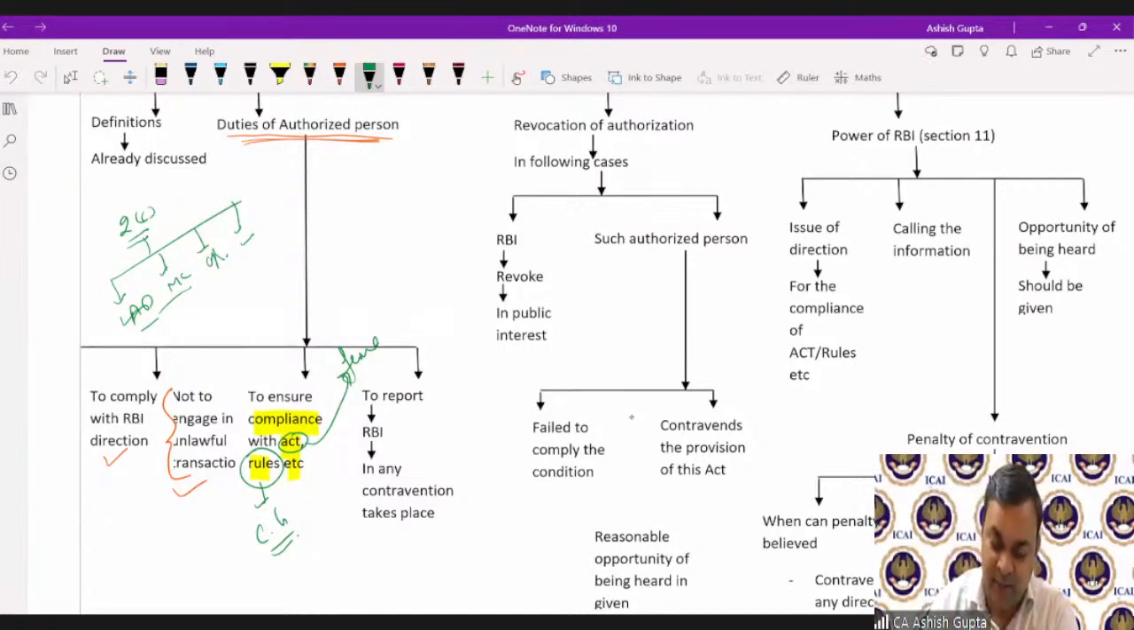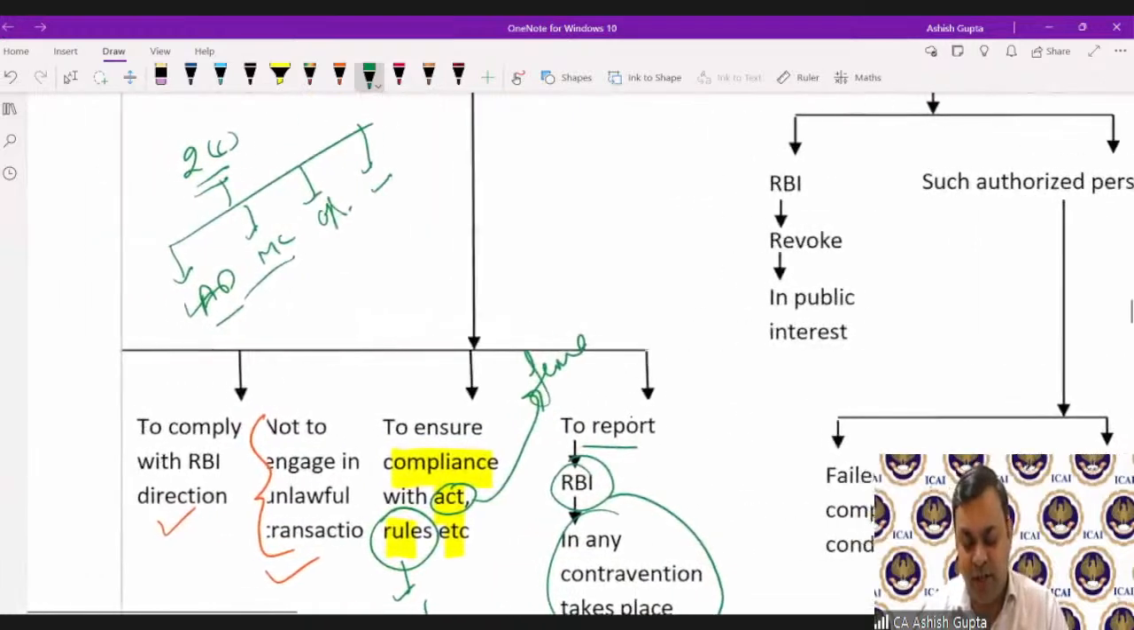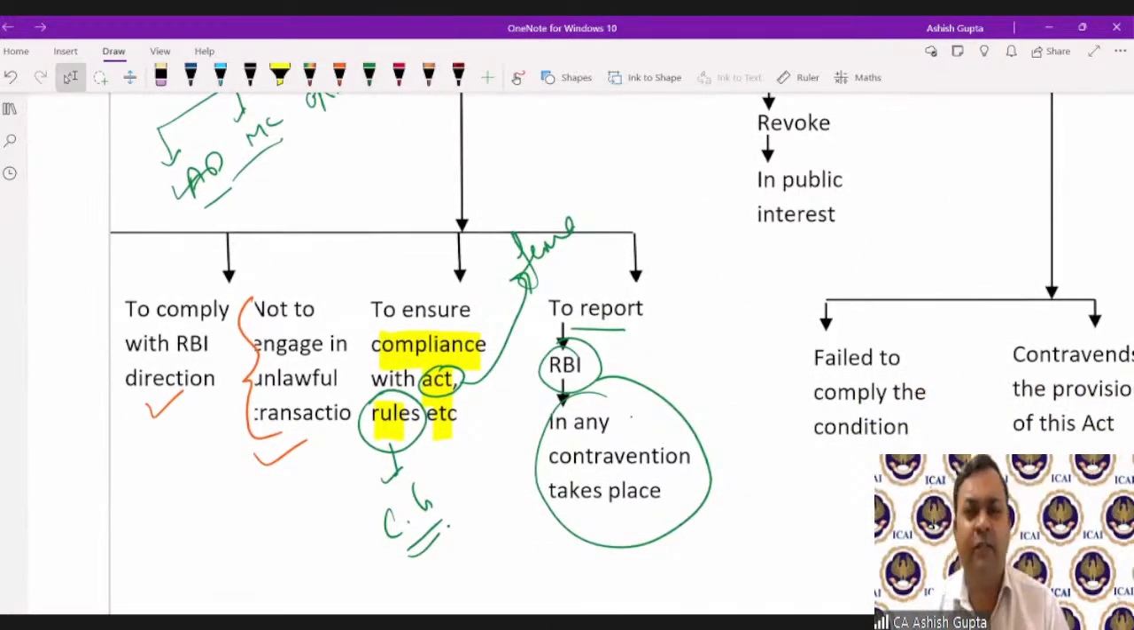And what are the duties of an authorized person? To report to the Reserve Bank of India if any contravention takes place. So there are 4 kinds of duties prescribed under section 10 with respect to the authorized person. First duty is to comply with the RBI direction, a basic point. Second is not to engage in any unlawful transaction. Third, if you are converting some foreign currency without reporting to RBI, that is an unlawful transaction. Then to ensure compliance of the Act or rules, and if there is any contravention, you need to report to the Reserve Bank of India, right?